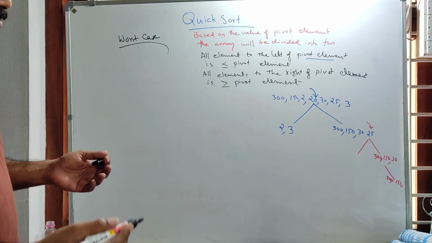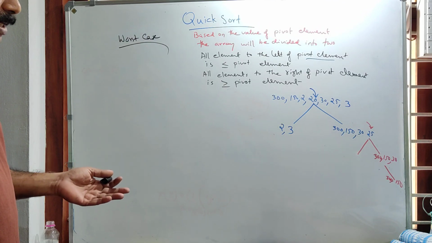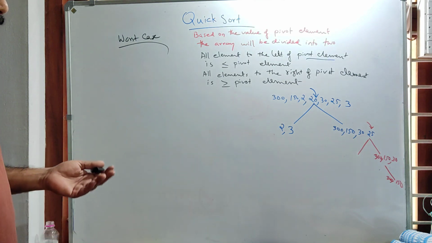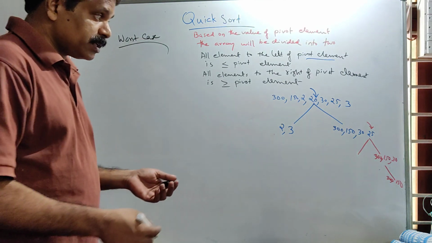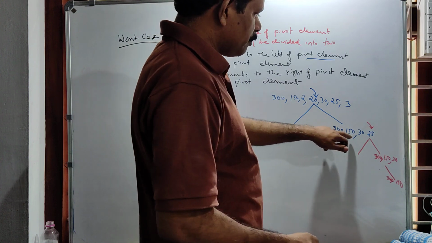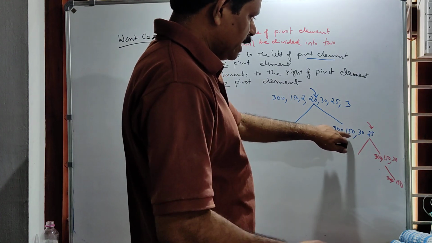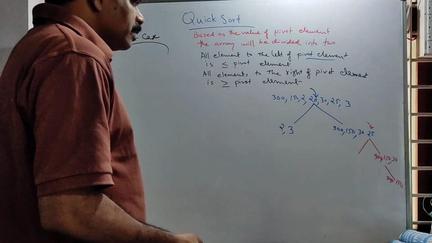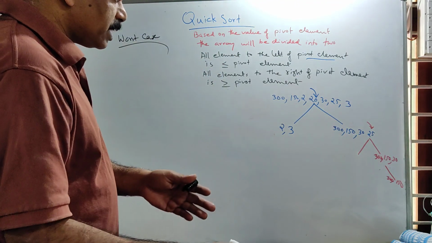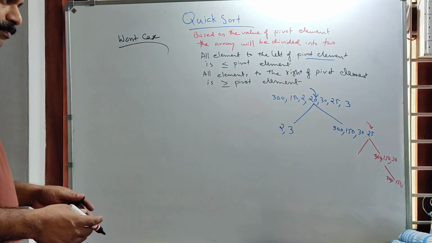If we pick the biggest number as the pivot element, then all remaining elements will be gathered on the left subtree. Suppose 300 was the pivot element, then all the remaining elements are less than 300, so they will be gathered on the left subtree. So you are getting a left skew subtree or right skew subtree.